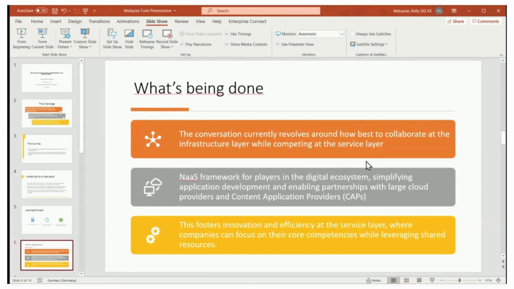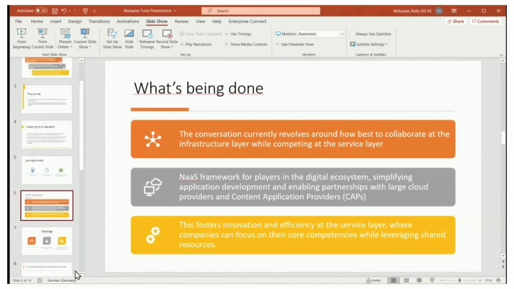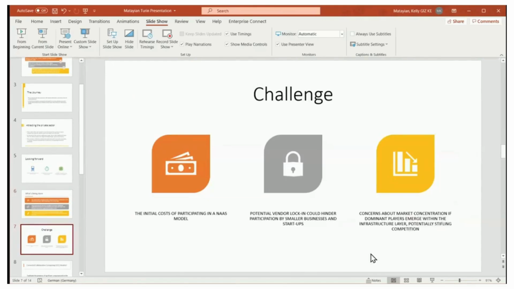It simplifies the application development and enables partnerships with large cloud providers and content application providers. This has, for example, fostered innovation and efficiency at the service layer, where companies are able to focus on their core competency while leveraging shared resources. So some of the challenges that we are facing is that there is a very high initial cost of participating within a NaaS model, for example.